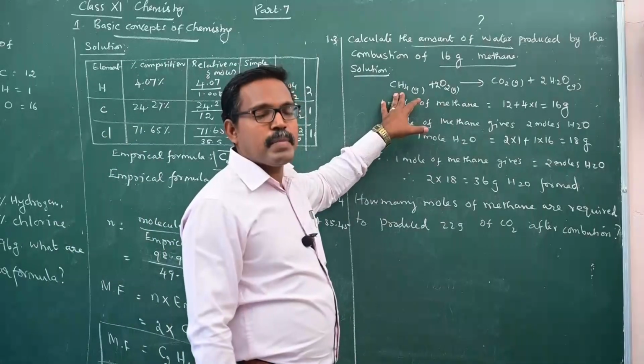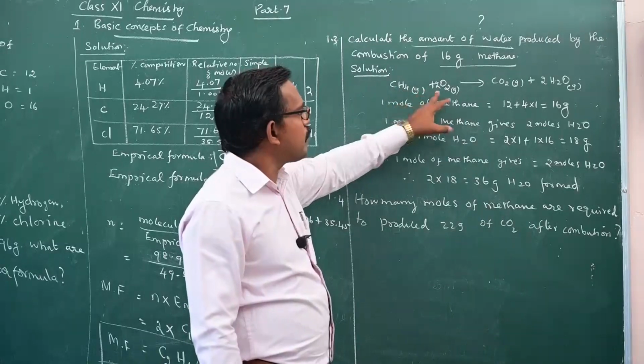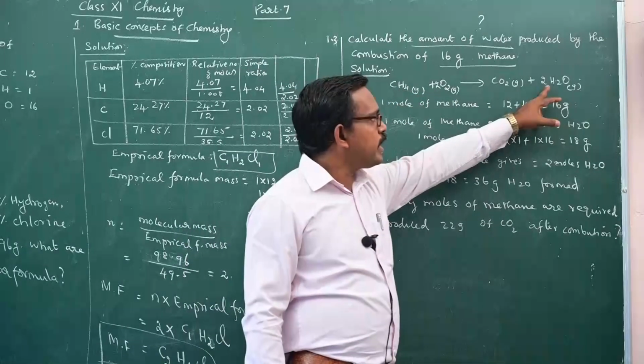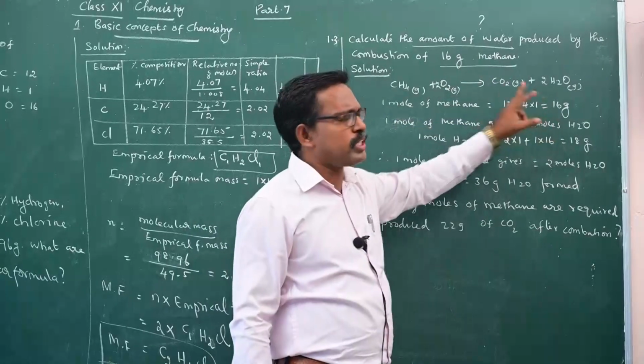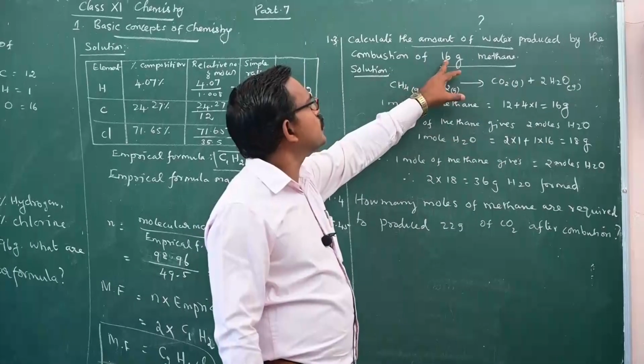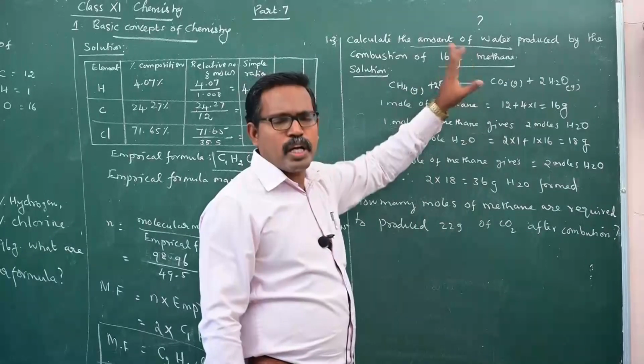First, you should write the balanced form of the equation. Methane on burning gives carbon dioxide and water. 1 mole of methane is equal to 16 gram. The given question also has 16 gram only given.